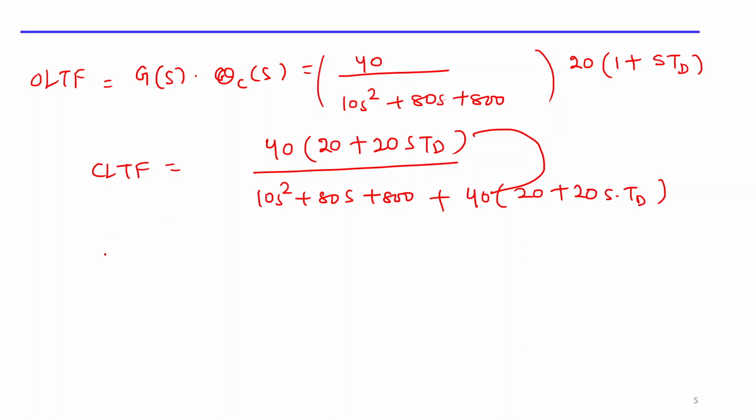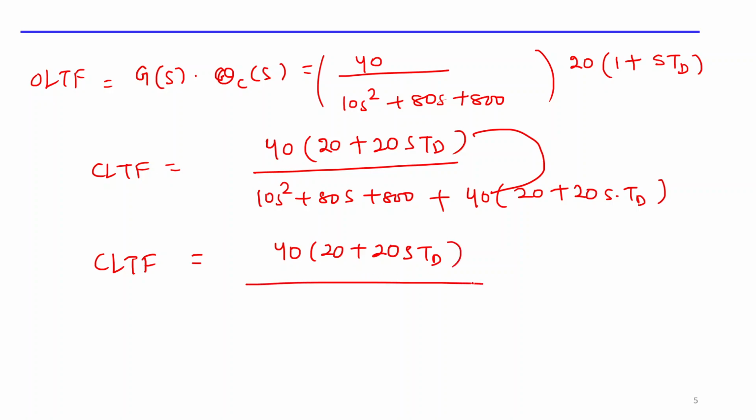After you simplify it, the closed loop transfer function will be 40 into 20 plus 20 s Td, because we only have to deal with the denominator part. The numerator part we just keep like that. It doesn't have any problem.